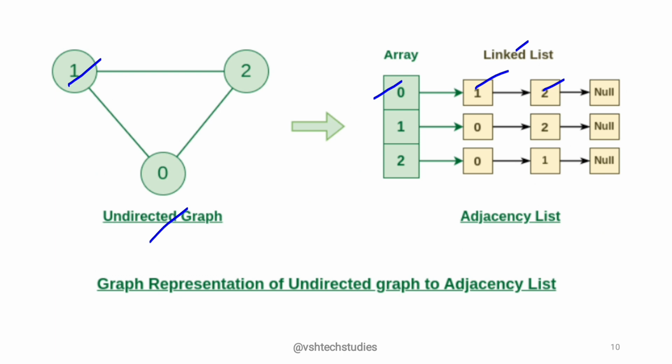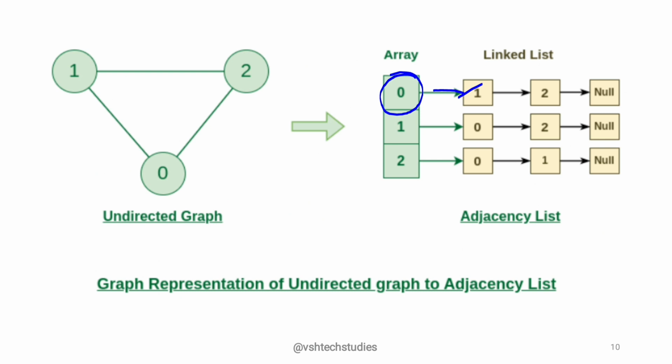For vertex 1, the elements are 0 and 2. So 1 is connected to 0, and 0 is connected to 2. 2 elements are over and the last one is made to store null. For vertex 2, there are 2 elements, 0 and 1. So for vertex 2, 2 is connected to 0, 0 is connected to 1, and the last one is made to store null. Here the point to be noted is that this is one memory location. It stores the address of node 1.